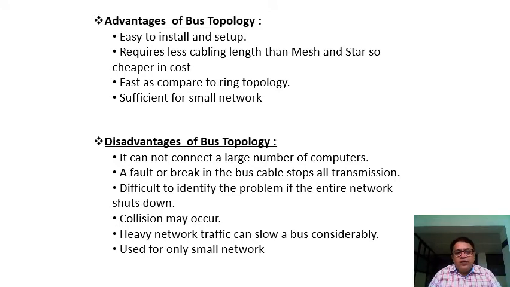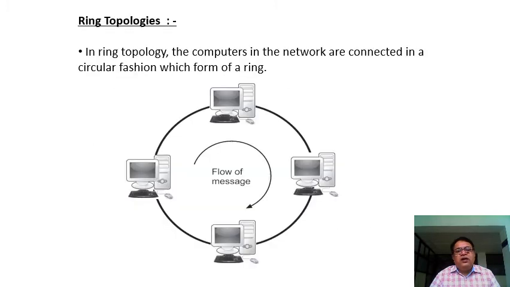That is a drawback. After that, heavy network traffic can slow down the entire network. If the traffic increases in the bus topology, it is going to decrease the speed, and it is used only for small networks. These are the disadvantages. After that, we have the ring topology.